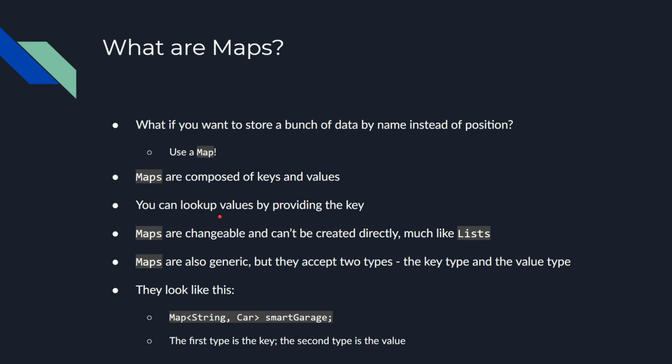Maps are changeable and can't be created directly, like lists, right? You can add stuff, you can remove stuff. And they're also generic, right? They use the less than, greater than symbols, except instead of just having one type, they have two types, because you need to specify the type of the key and the type of the value. Okay, so in this map right here, in my smart garage map, the keys are going to be strings and the values are going to be cars. And in this way, I can look up cars by some name rather than by a position. Does that make sense?